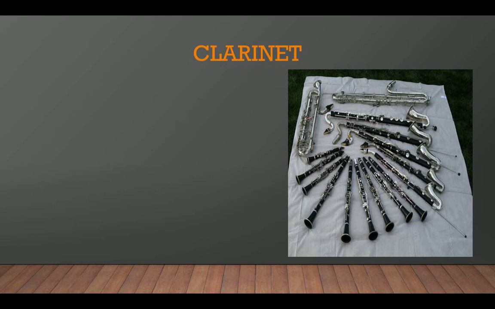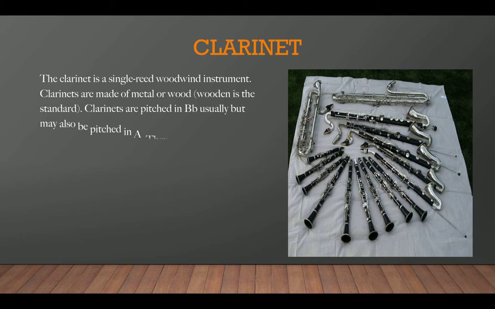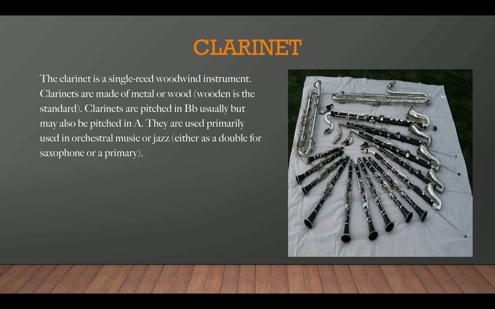So, clarinets. The clarinet is a single reed woodwind instrument. Clarinets are made of metal or wood. Wood is the standard. It's actually like this African black wood they make them out of. Although we do have some metal ones that you can see in the picture, and some of them also have metal bells at the end and metal mouthpieces and necks.